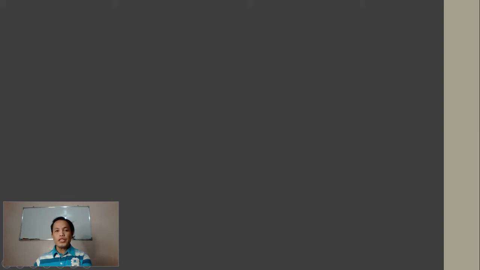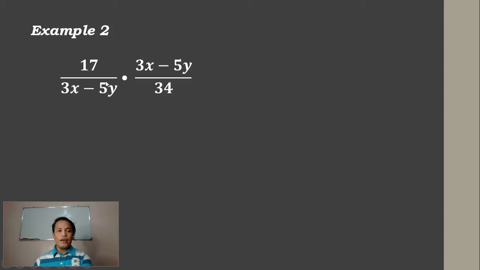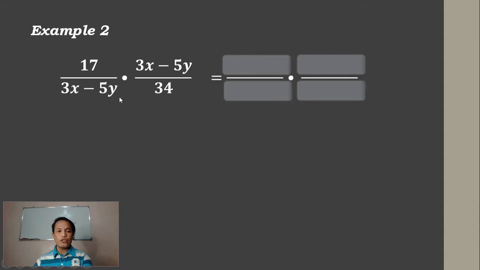Now let's proceed to our second example. We have here the first fraction, 17 over 3x minus 5y times 3x minus 5y over 34. So let us evaluate the numerator in each of these two fractions. We have here 17, and since 17 is already a prime number, we cannot factor out 17 anymore, so that shall remain as 17.